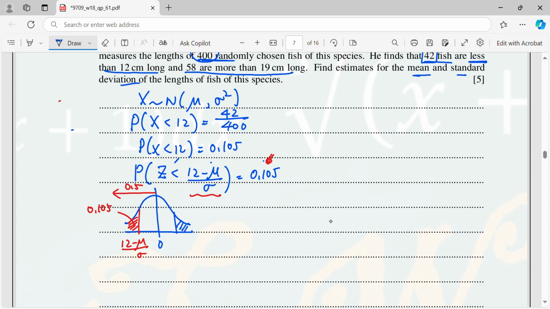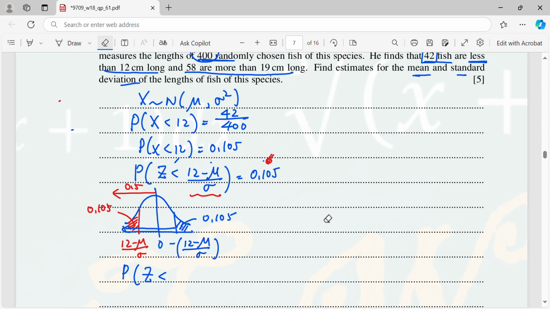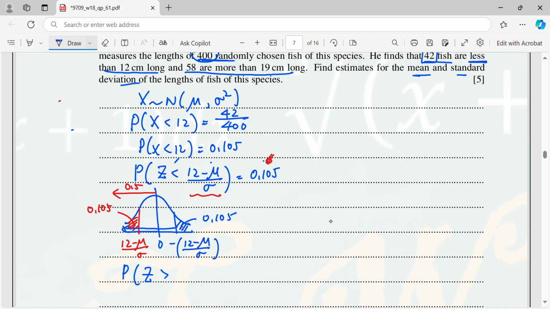And when I reflect, the region is 0.105 and the value of the line becomes negative of (12 minus mu) over sigma. Okay, then from here I will say P(Z less than this value). Or probably I will write more than first. Then when we need to count, we convert to less than. P(Z more than negative of (12 minus mu) over sigma) equals 0.105.